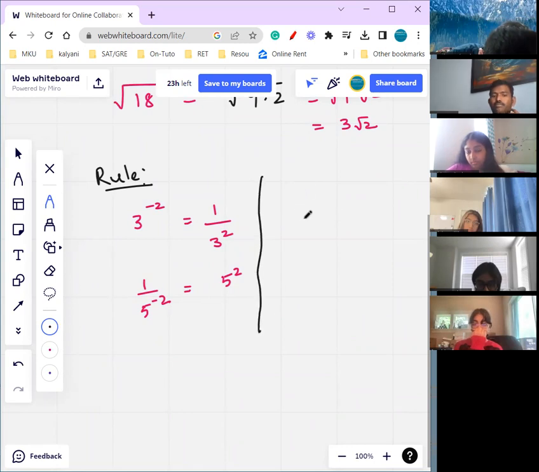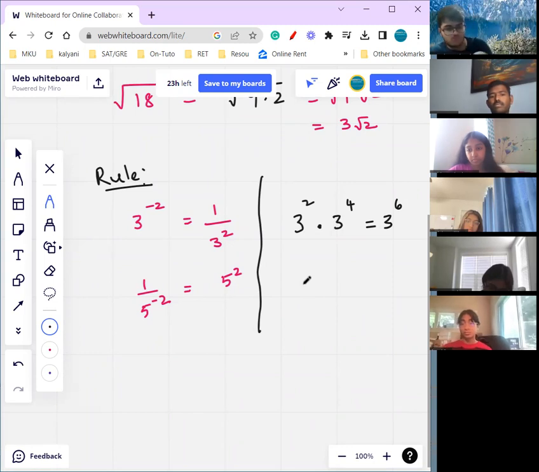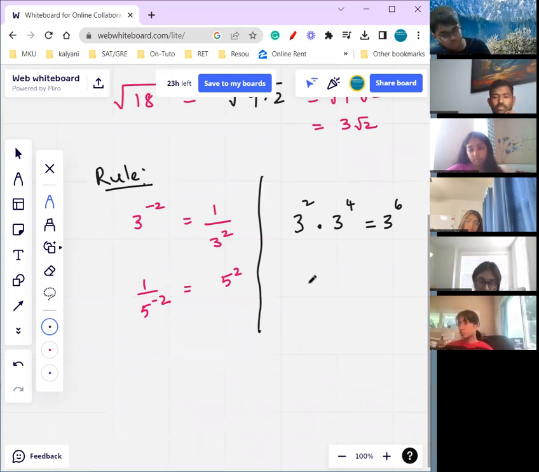And similarly, if I have 3 to the second exponent and I multiply with 3 to the fourth exponent, you have the same base, so you add the exponents: 2 plus 4, which is 6. So this is the multiplication property. And similarly, for the division property, if you divide them, you subtract the exponents. All right, just to review a little bit quickly.